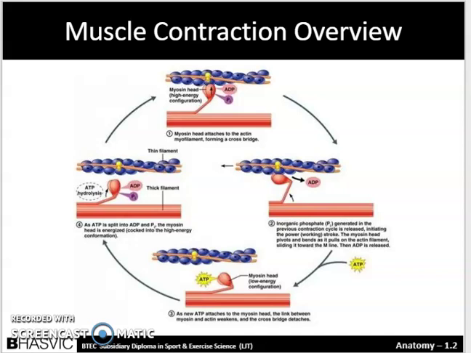Now we move on to the muscle contraction overview, and this is where a stimulus triggers the release of ACH into the end plate. The ACH then enables depolarization within the sarcolemma, which then moves through the muscle fiber via the T-tubules. As depolarization happens, it releases calcium ions from the sarcoplasmic reticulum.